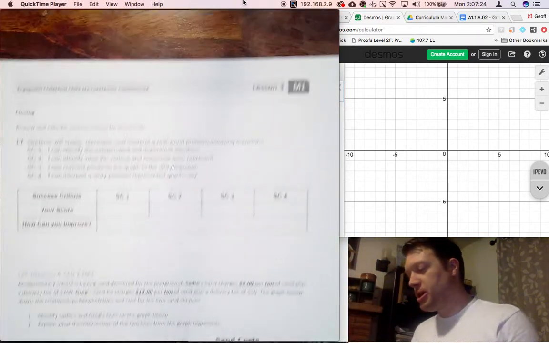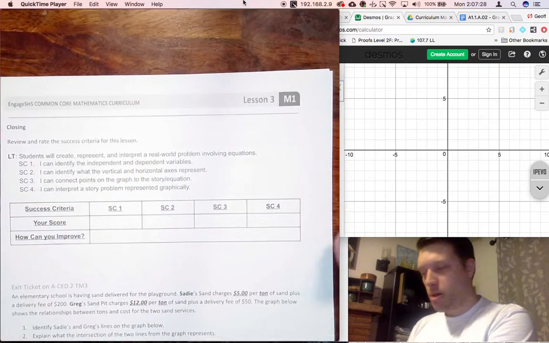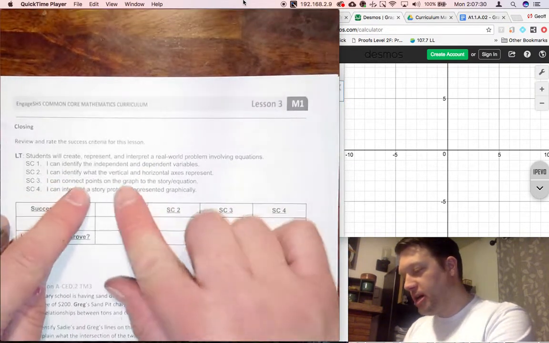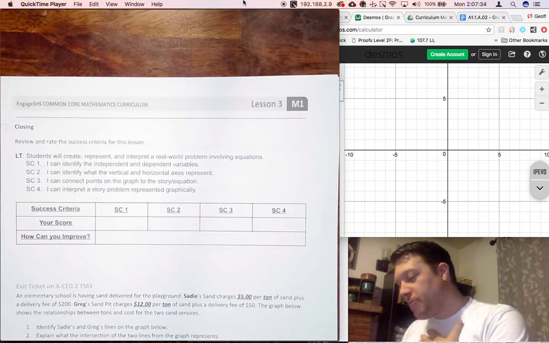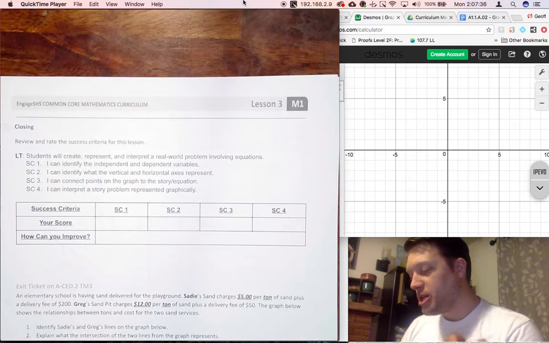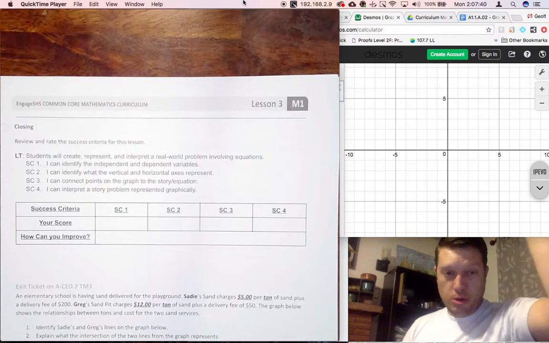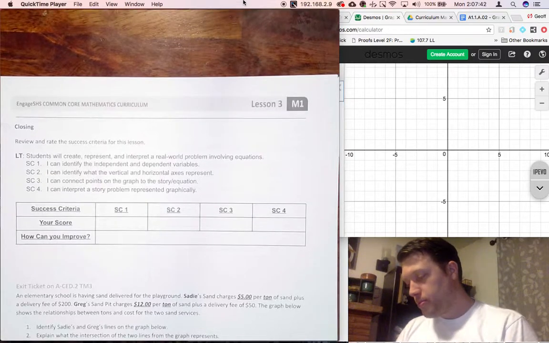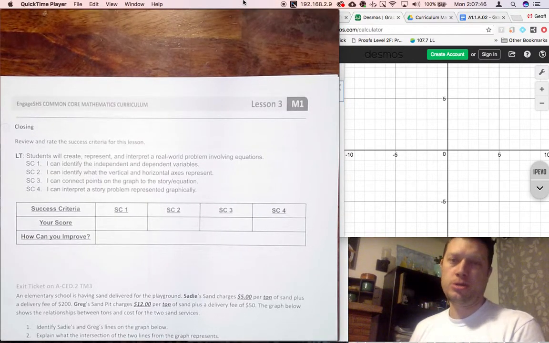Let's talk about the closing. Can you identify the independent and dependent variables? Can you identify the vertical and horizontal axes and what they represent? Can you connect points on the graph to the story or equation? And can you interpret a story problem represented graphically? Please go ahead and fill in the space, your score 0 to 5 or so. And then how can you improve? What would it take for you to be able to teach this better to someone else?